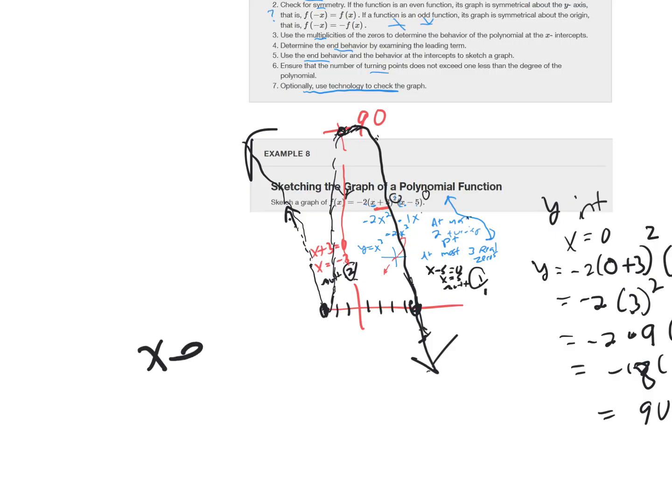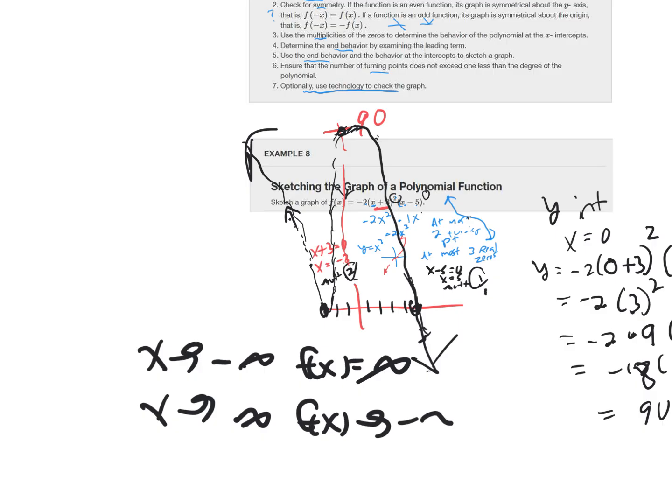As x approaches negative infinity, f of x is approaching infinity, up forever. As x approaches the right forever, f of x has to approach negative infinity. So I like my picture, and I'm going to say that's my graph. Is it perfect? Probably not. But it has everything you need. It has where it crosses the y-intercept here. It has 1 turn, 2 turns, which is the most that a cubic can have.